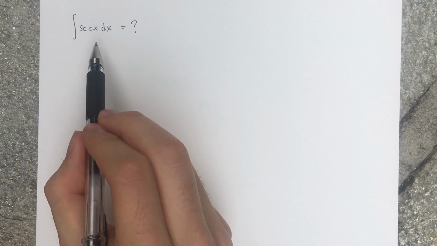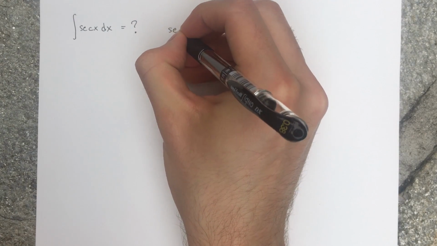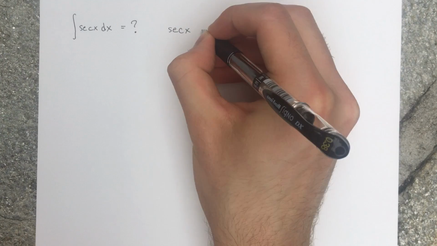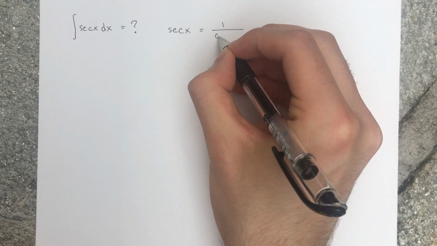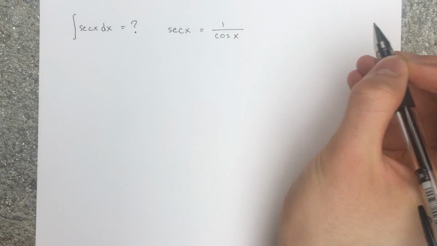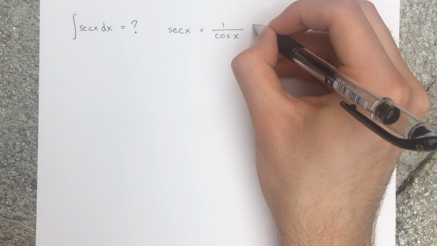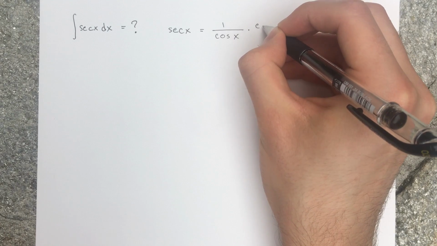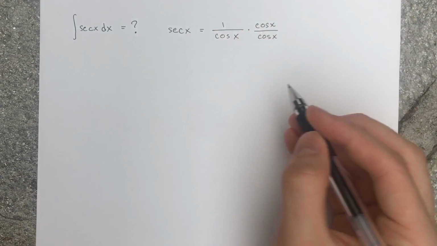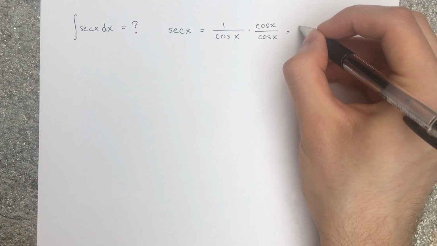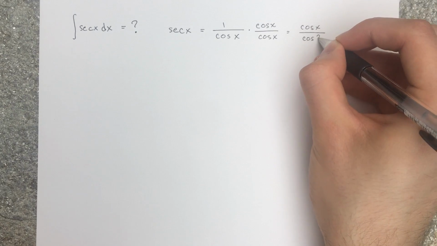What's the integral of secant x? Well, first off, what is secant x? Well, secant x is nothing more than just 1 over cosine x. And let's multiply this by 1, cosine x over cosine x. So this is nothing more than just cosine x over cosine squared x.